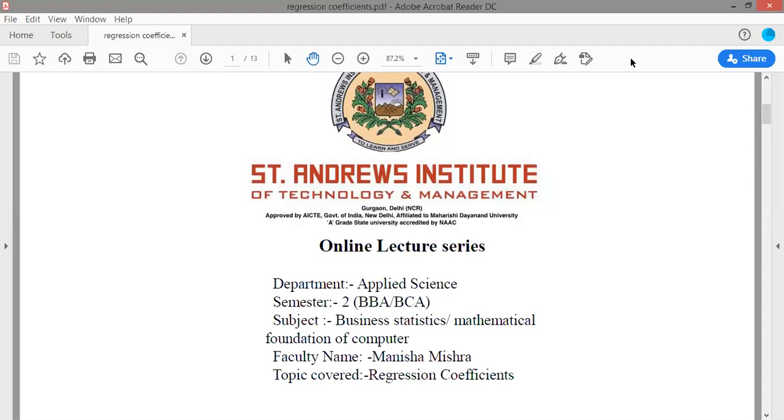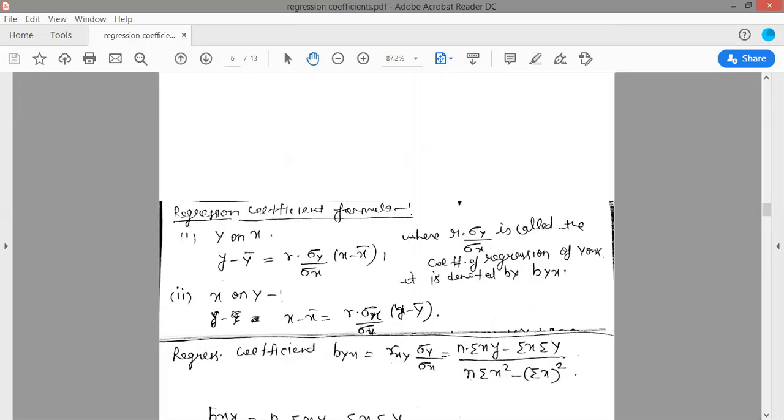And today I will discuss regression coefficient and regression. I have already discussed something about the regression coefficient in our previous session, but today I will discuss some examples of regression coefficient, and there are two or three formulas here. So let's start with the regression coefficient formula, right?